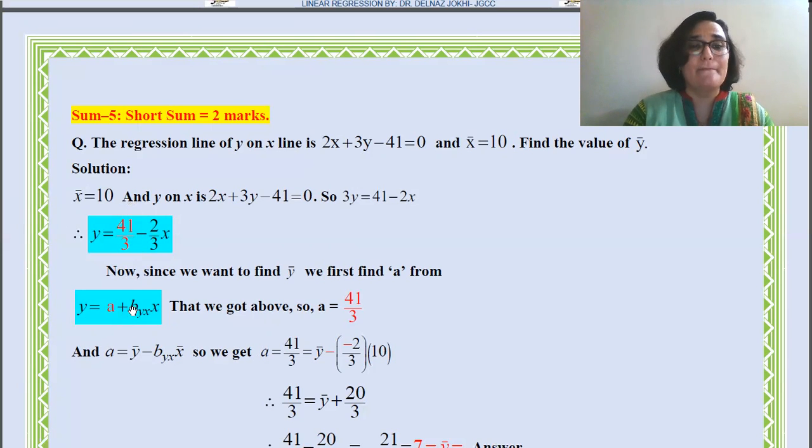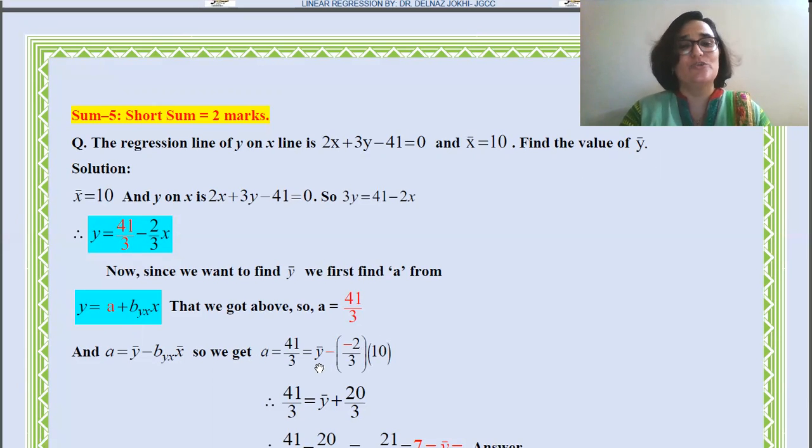So check, match the two blue highlights. What is the value of a? 41/3 is the value of your a. Very good. And you already know the formula of a: a is equal to y bar minus byx x bar. What did I do? Simply substitute the values that you have. a is equal to 41/3, which we found, is equal to y bar, which you have to find. See, the question is to find the value of y bar, right? All the effort is for this.